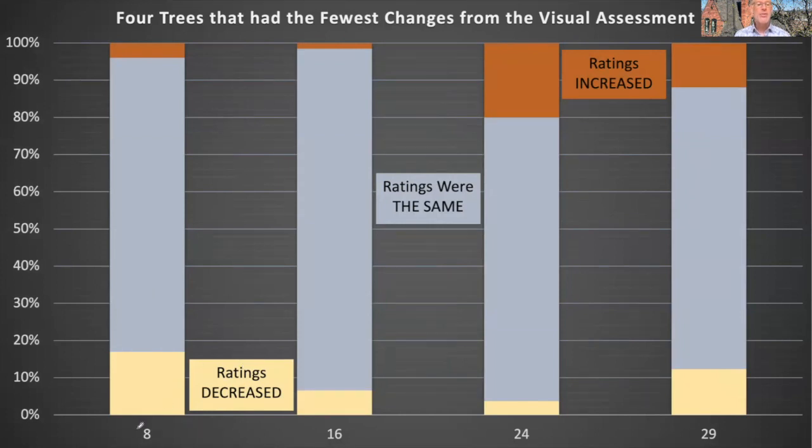These are 4 trees, 8, 16, 24, and 29. And we'll look at them in a second. These are the trees that had the fewest number of changed ratings. So the vast majority of each column is made up of this kind of blue-gray color, indicating that the ratings were the same after the visual rating.